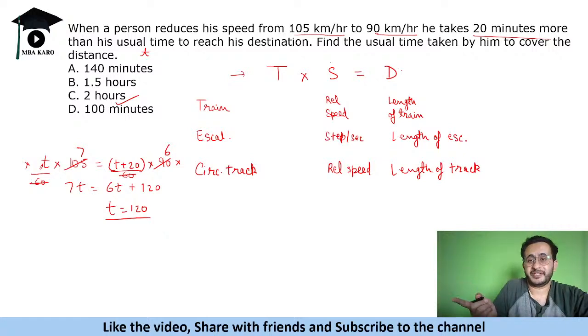But if you have to find the distance, suppose it asks what is the distance traveled, right? So we know that 120 minutes, that is 2 hours. So into 2, you will get 210 kilometer.